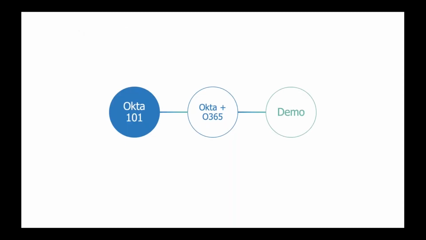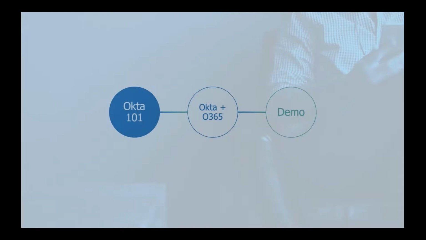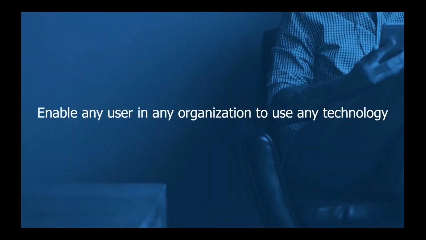So let's start off with Okta. So what is Okta? Okta is the market leader in identity and access management. And what this means in plain English, it's a business enabler here to enable any user in any organization to use any technology. So really connecting people to technology and doing so seamlessly. So giving that seamless end user experience when they're accessing technology, but more importantly, securing technology as well.